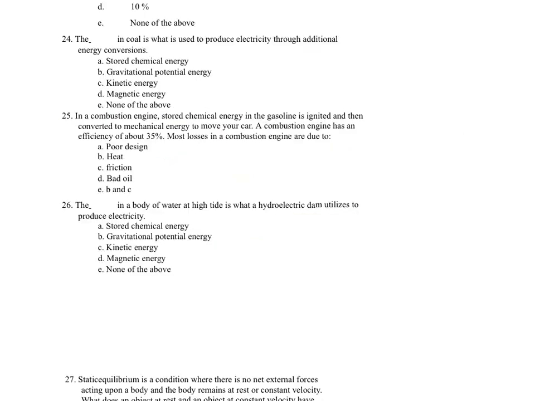All right. Number 24. The blank in coal is what is used to produce electricity through additional conversion methods. Okay, so anytime we have some sort of material that we are burning, whether that be coal or gasoline in the combustion process, what we're really utilizing is the stored chemical energy in these materials. And that stored chemical energy is being converted into other forms of energy that we can then use.